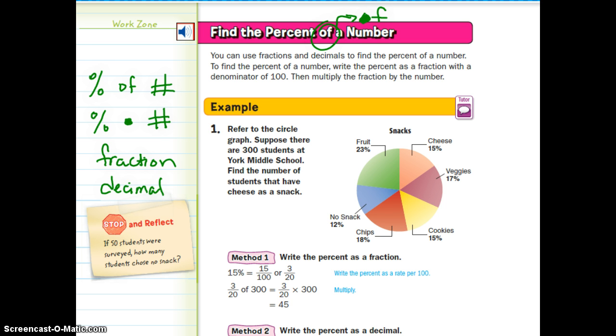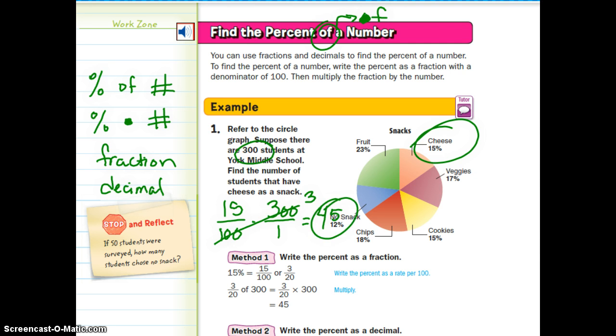In the first method, we're going to convert it to a fraction. So in this case, we're talking about cheese, which is 15%. 15 over 100 times, and we have 300 students, 300 over 1. 100 goes into 300 3 times. 15 times 3 is 45, and we have solved this problem. Now, let's look at method 2.